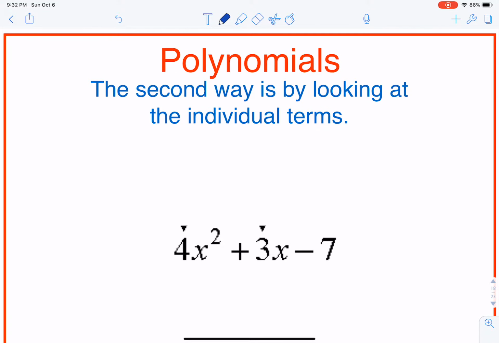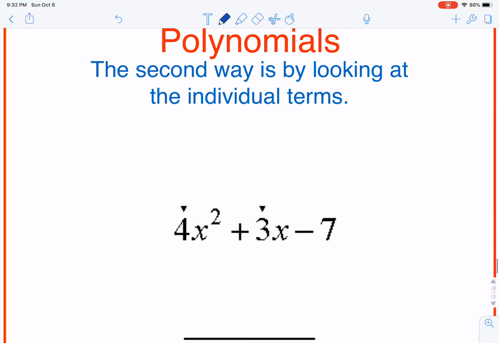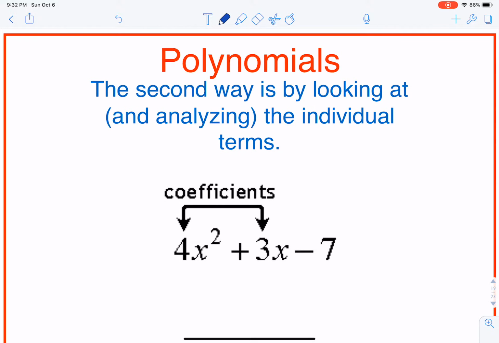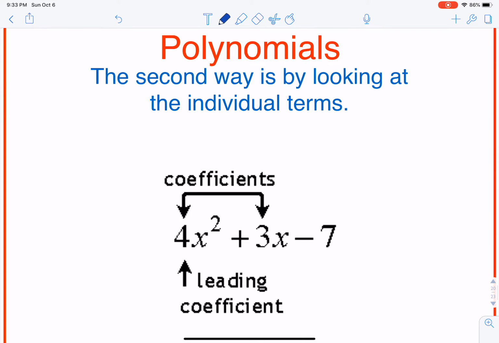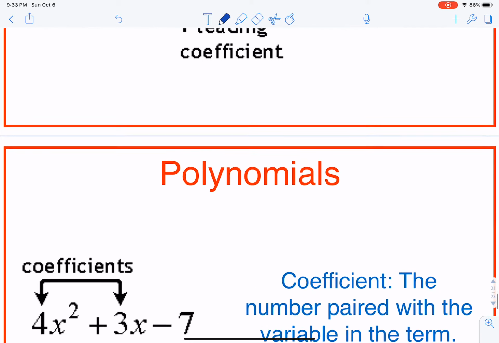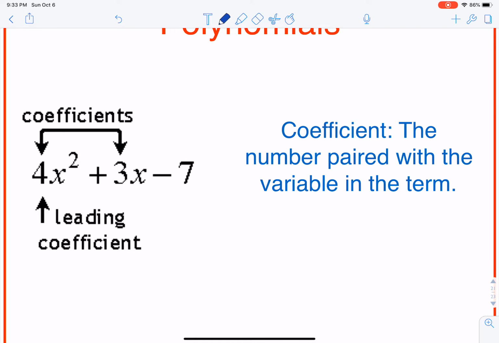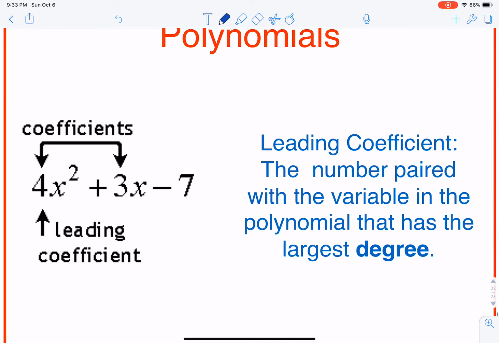So the second way that polynomials are categorized, aside from the number of terms, is looking at the individual terms specifically. So we have these coefficients here, so looking and analyzing at the individual terms. So I have these 2 coefficients, and remember that 4 is my lead coefficient here, -7 being my constant. Again, we have the leading coefficient. And so the coefficient is the number that's paired with the variable in the term. The lead coefficient is the number that's paired with the variable in the polynomial that has the largest degree.